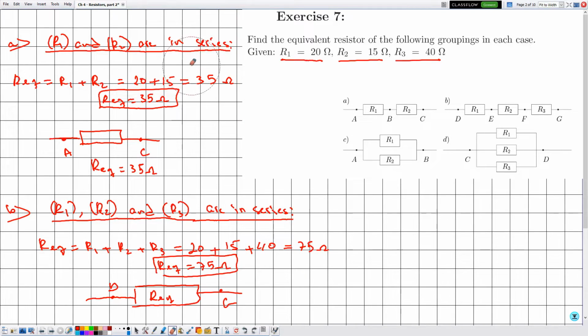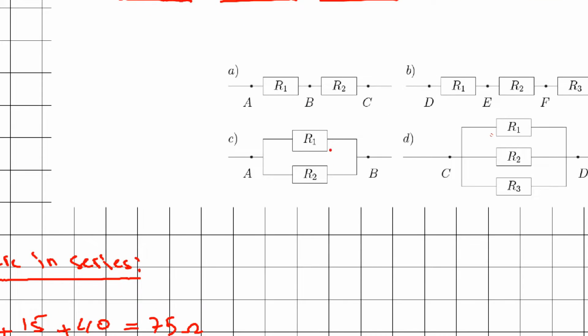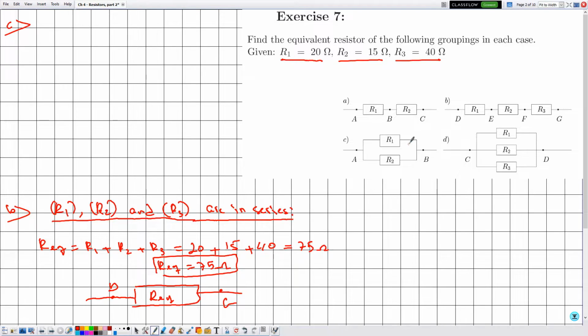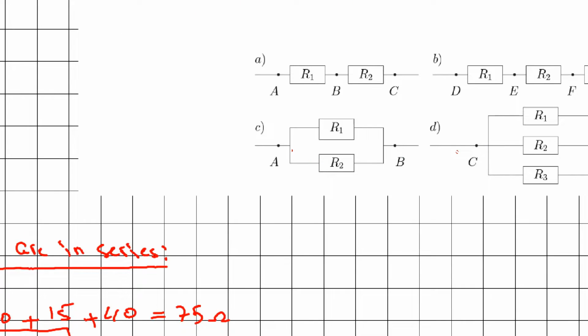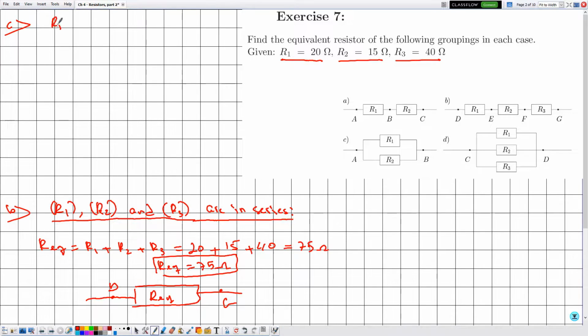Now as for part C, we are asked also to calculate the equivalent resistance of this grouping. First, we need to notice what's the type of this grouping. Notice that they have two terminals in common. They are given by A and B. So let's mention that R1 and R2 are in parallel.